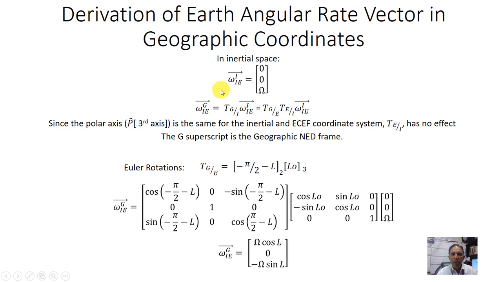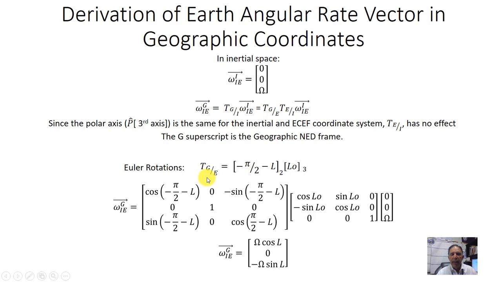We could then try to express the angular rate vector of the Earth in geographic coordinates, where G is the superscript that represents geographic coordinates. In this case, it will be north-east-down coordinates. So in order to get geographic coordinates, we convert the angular rate in inertial coordinates first to ECEF, and then from ECEF to geographic coordinates.